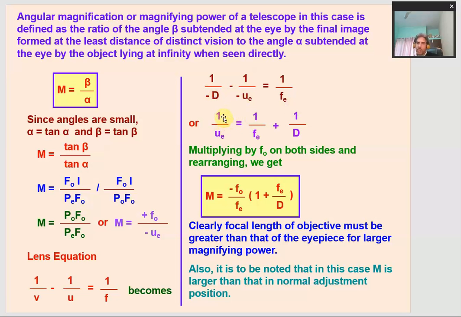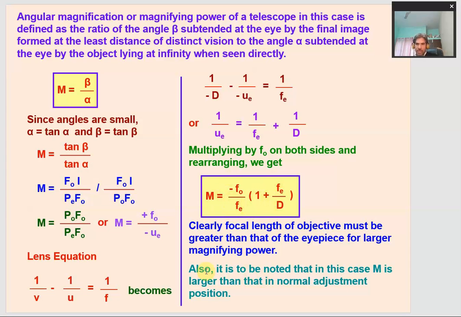We substitute this value of 1 upon UE from here to here, and on the right hand side we take this 1 upon FE common, so inside we are left with only 1 plus FE upon D. So that's why it is taking this form. So therefore magnification in case of the image formed at the least distance of distinct vision is given by this formula. So it is slightly more.